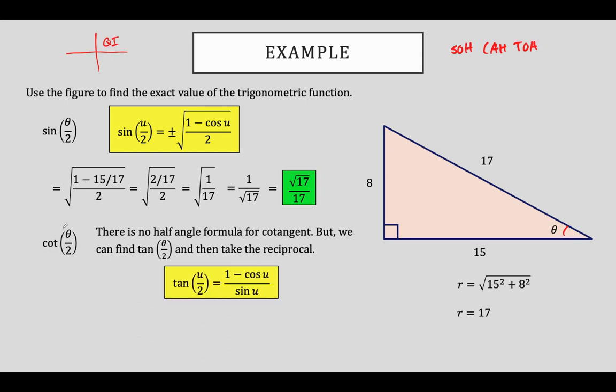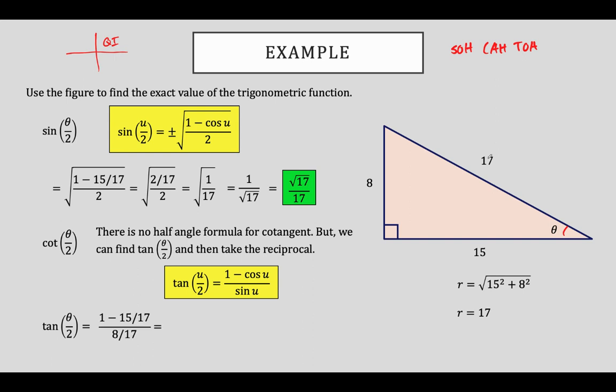Well, what's our half angle formula for tangent? The tangent of u divided by 2 is equal to (1 minus cosine u) divided by sine u. And again, there's two formulas. You could pick either one. This is the one that I decided to choose. I encourage you to try the other one to make sure you get the same answer, but you should. All right, and we end up with 1 minus the cosine of theta. Cosine is going to be adjacent over hypotenuse, 15 over 17, divided by the sine of our angle theta. Well, the sine is opposite over hypotenuse, 8 over 17.